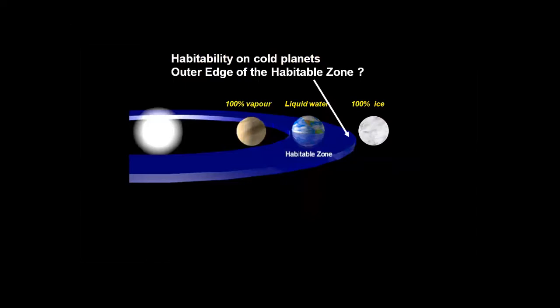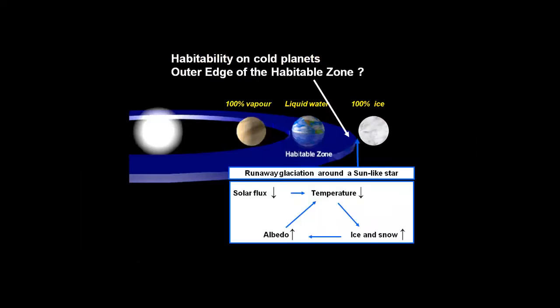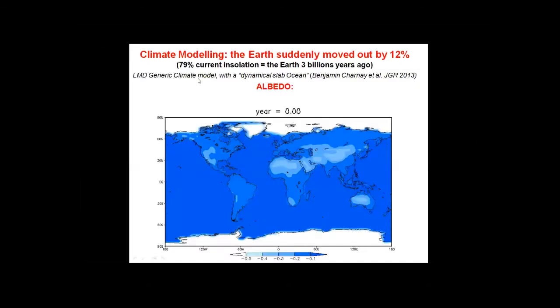It's interesting because if you do that, you can't do it in reality, of course, but with a realistic climate model of the Earth, you quickly reach a limit. When you decrease the solar flux, the temperature decreases, you have more and more ice and snow, this raises the albedo, and this tends to decrease the temperature further. And I want to illustrate that to you with a simple simulation. It assumes that you take an Earth model and you move the Earth by 12%.